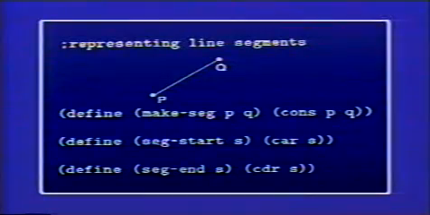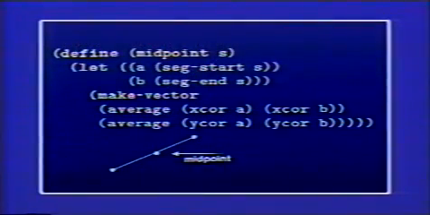Well, now having done that, we can have some operations on them. Like we could say, what's the midpoint of a line segment? So here's the midpoint of a line segment. That's going to be the point whose coordinates are the averages of the coordinates of the endpoints. That's the midpoint.